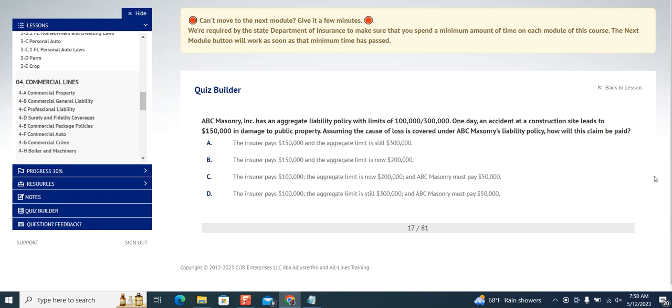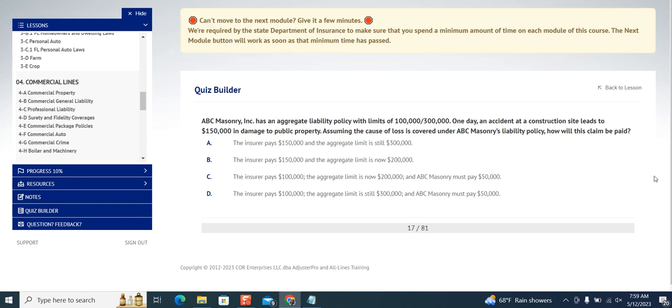Okay, ABC Masonry Inc. has an aggregate liability policy with limits of 100,000/300,000. One day an accident at a construction site leads to 150,000 in damage to public property. You know, I'm in trucking, and when I get my insurance from Progressive, they say 100,000, 300,000, 1 million, 2 million. I never knew what none of that meant until I started getting into this insurance field. Now I know exactly what it means.